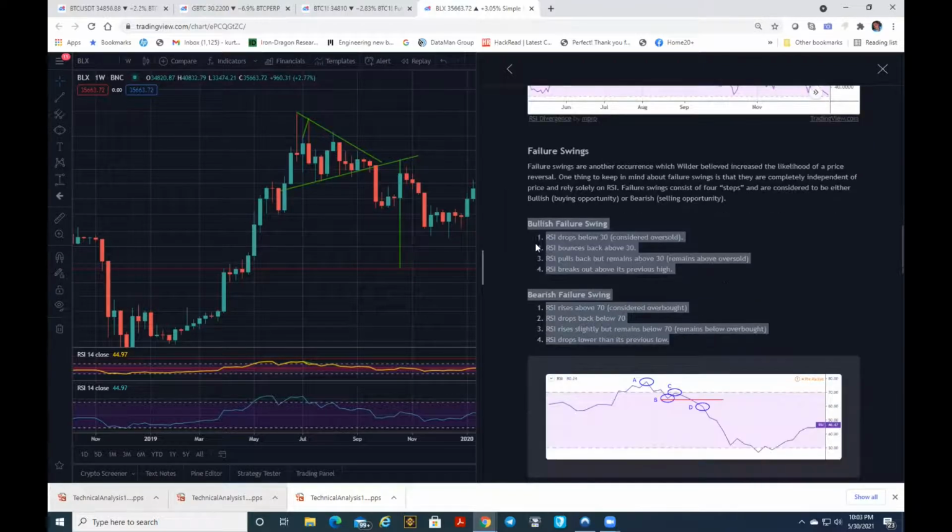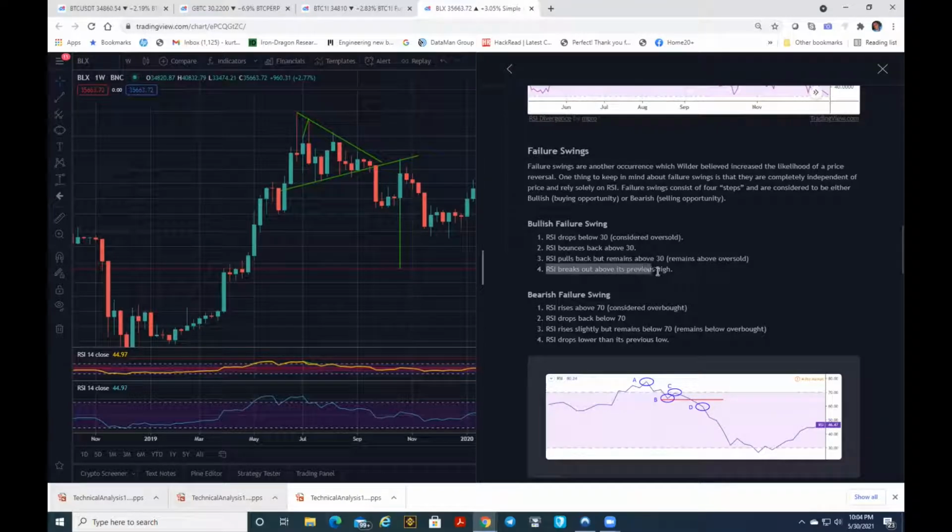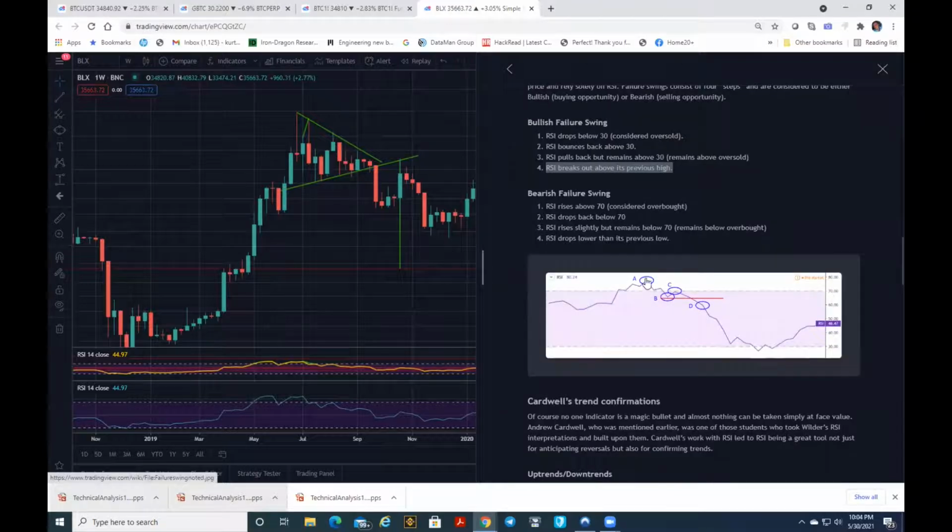These are steps that happen during bullish failure swings and bearish failure swings. So the first one, the bullish failure swing: the RSI drops below 30, considered oversold. The RSI bounces back above 30. The RSI pulls back but remains above 30. The RSI breaks out above its previous high. So as you can see on this, that's exactly what it explained, and it's the opposite for the bearish swing.